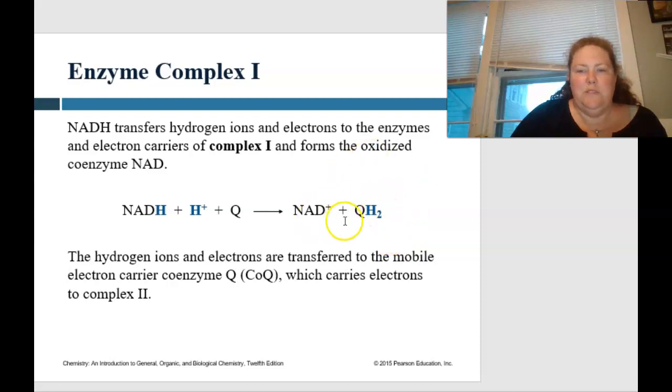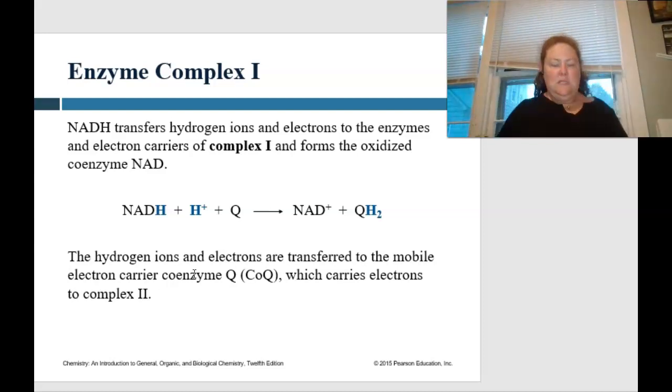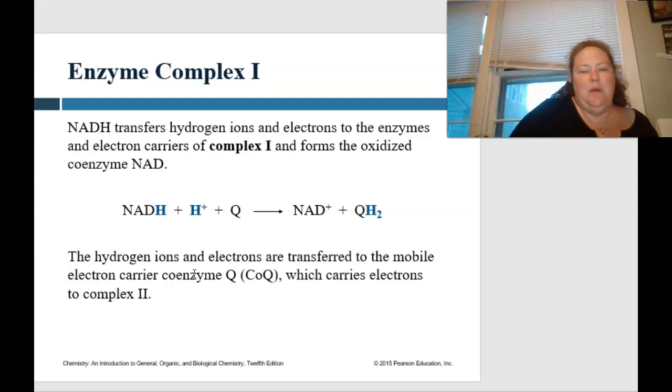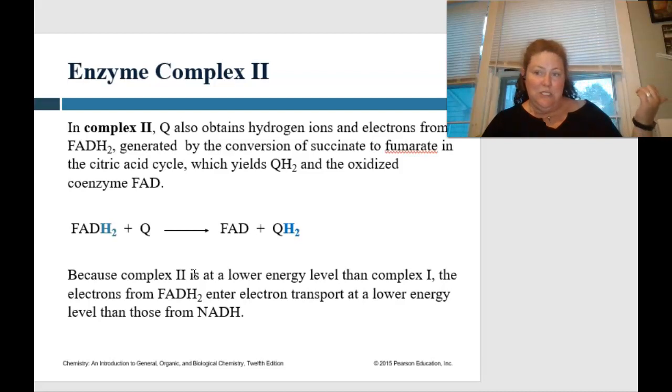And then we're going to end up forming QH2. So the hydrogen ions and the electrons are transferred to the mobile electron carrier coenzyme Q, CoQ, and this is like a puddle jumper, and it's going to take those electrons and shift them over to complex 2. Well, in complex 2 itself, Q also obtains hydrogen ions and electrons from FADH2. So remember, NADH only had 1 hydrogen, and it's going to drop those off at complex 1, but FADH2 had 2, and it's going to drop those off at enzyme complex 2.